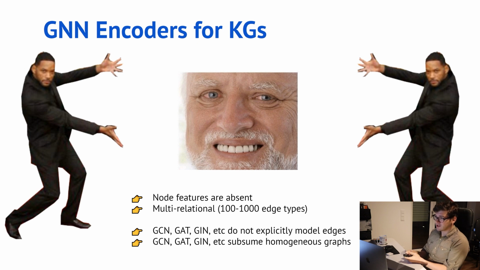We also have that our knowledge graphs are multi-relational. They might have up to like 1,000 edge types. And most of those vanilla traditional approaches do not explicitly model edges at all, and they assume that your graph is homogeneous. It means that the link between two nodes is always of one type, whereas we can have hundreds or thousands.